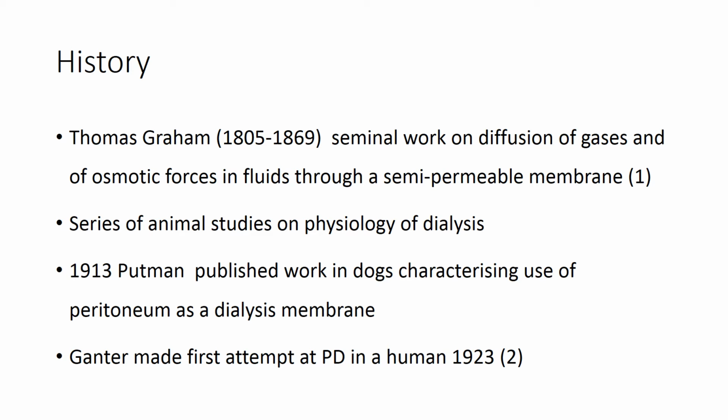So finally, in 1913, Putnam actually published detailed work that he had done in dogs, characterizing the physiology of the peritoneal membrane and its use as a dialysis membrane. And then finally, we get Ganter in Germany in 1923, who performed the first successful peritoneal dialysis cycles in a lady who had cancer and improved her features of uremia.